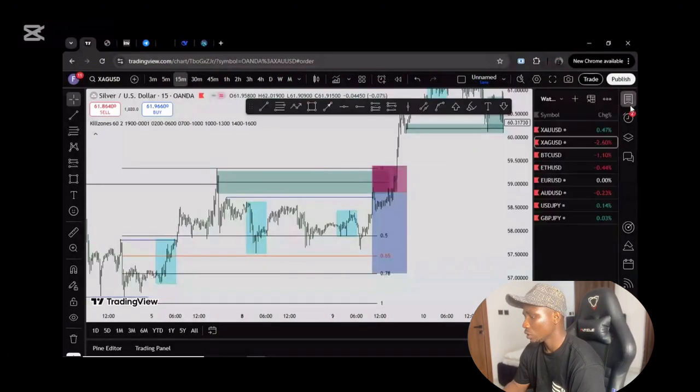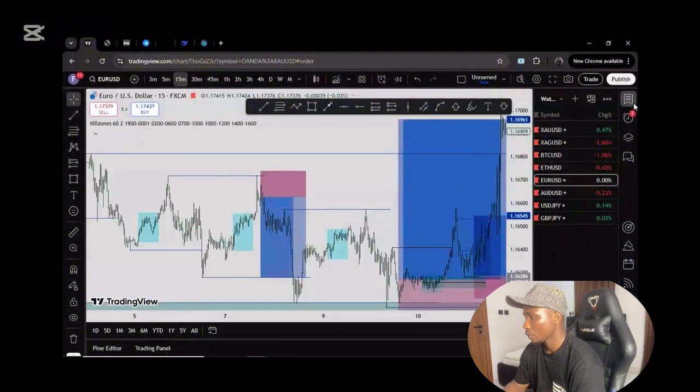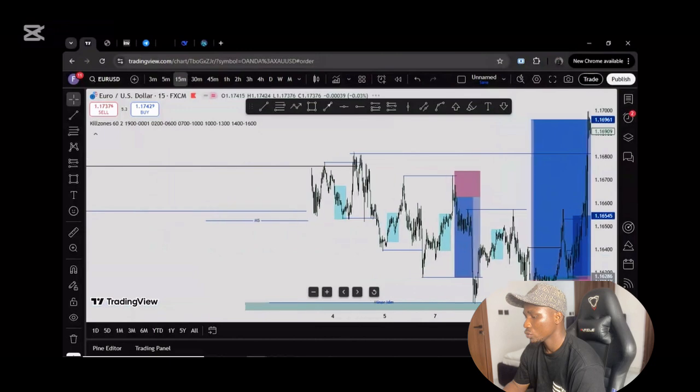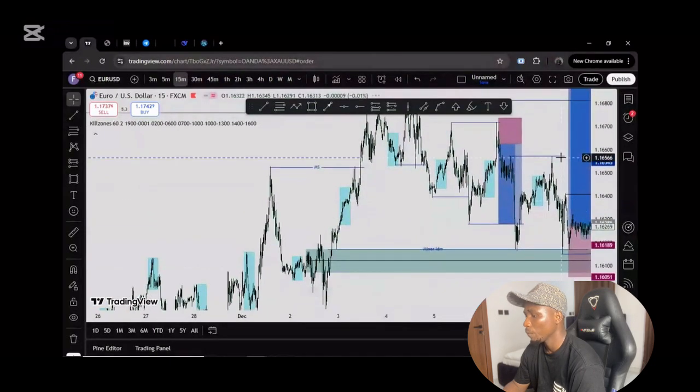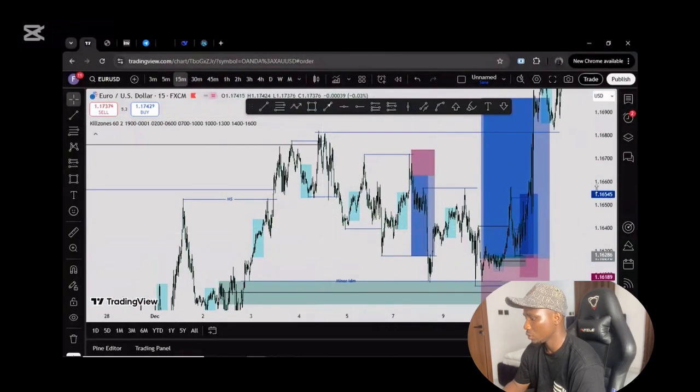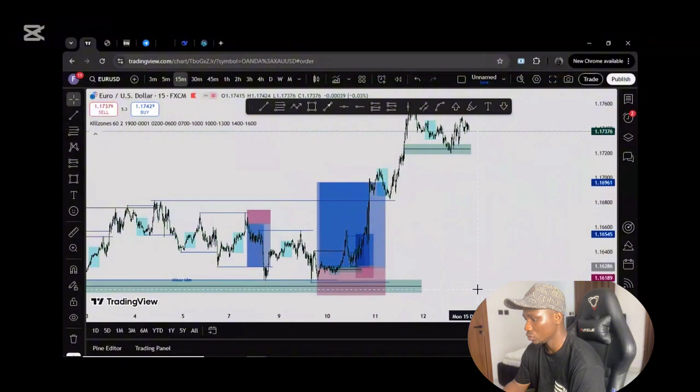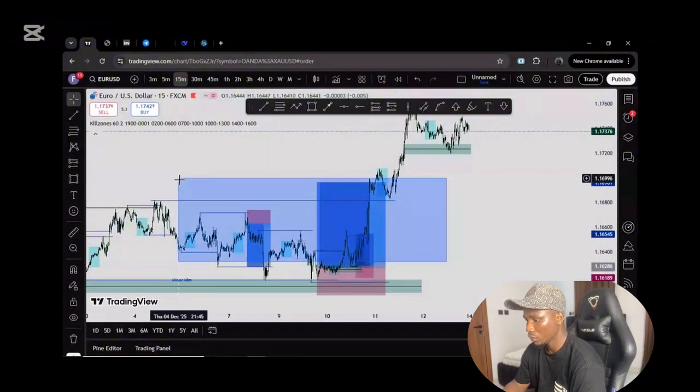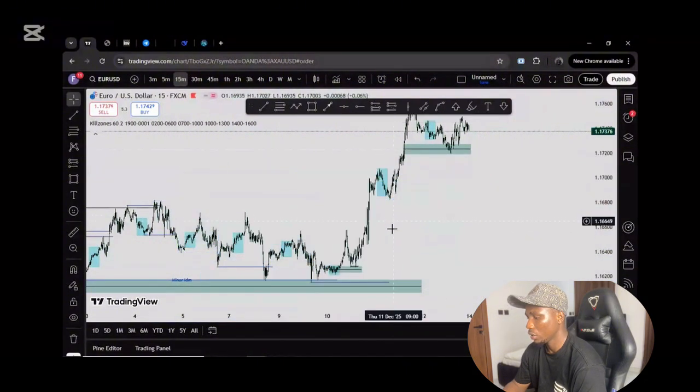So the second trade was Euro USD. I'm going to clean everything and then show you how I was able to take this trade. So I'm going to clean everything from here, right here.